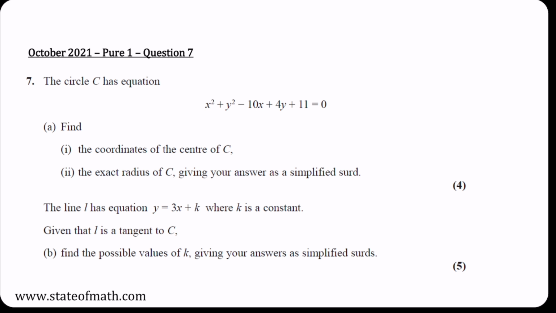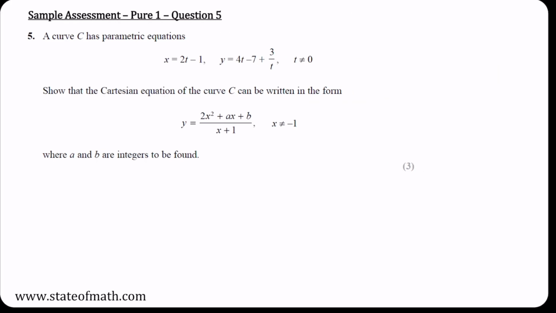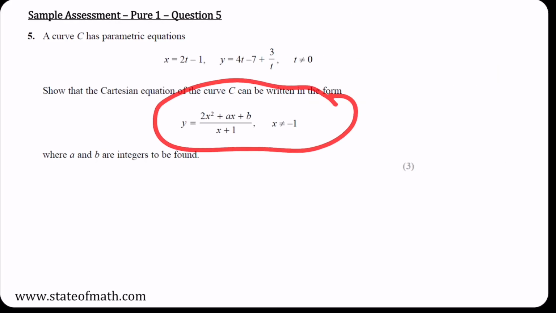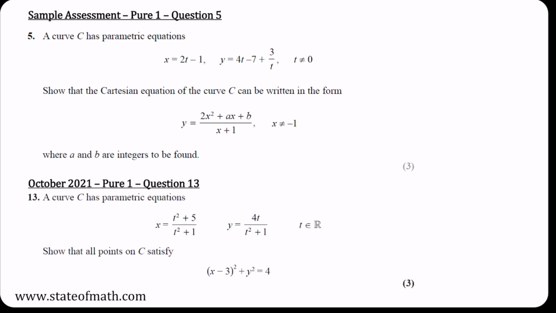Moving on to parametric equations, we've got an example from specimen paper QR1. We had to use the addition formula to eliminate t. Or from sample assessment, again eliminating t to arrive at a Cartesian equation for the curve C, and a very similar question that appeared in October 2021. Again, you are given the parametric equations, x in terms of t, y in terms of t, and you have to combine them to eliminate t.